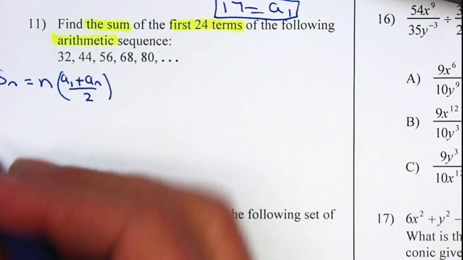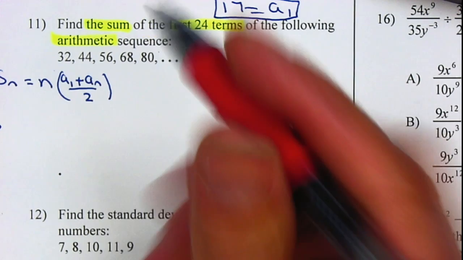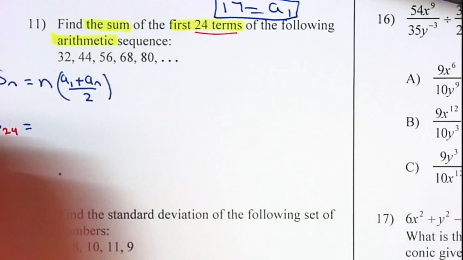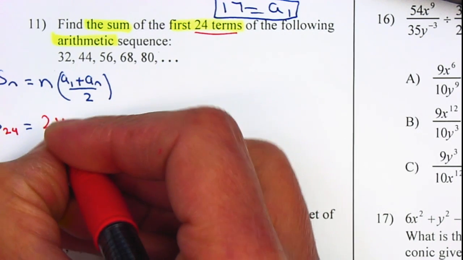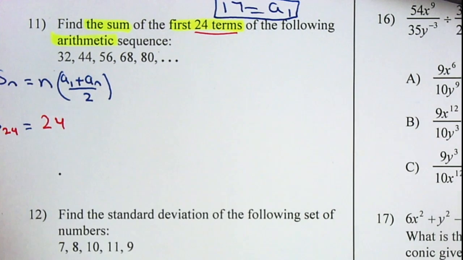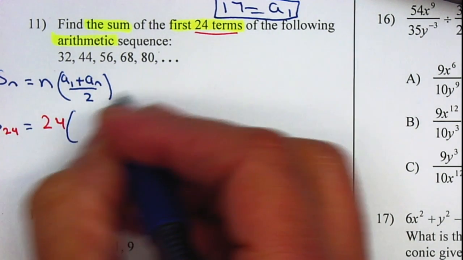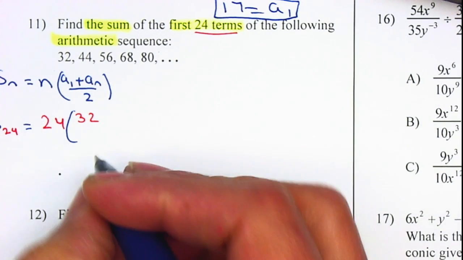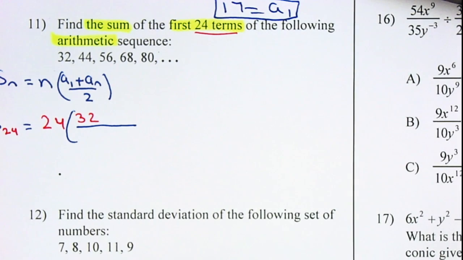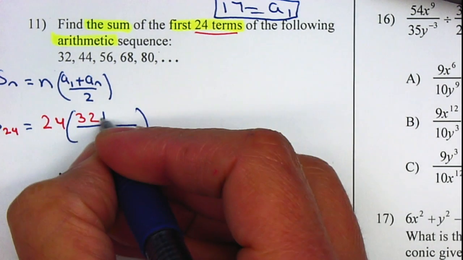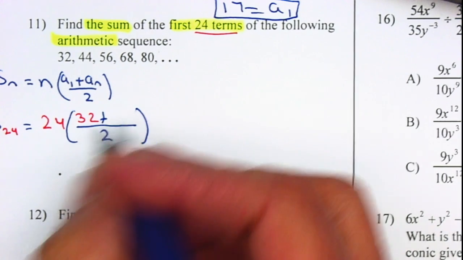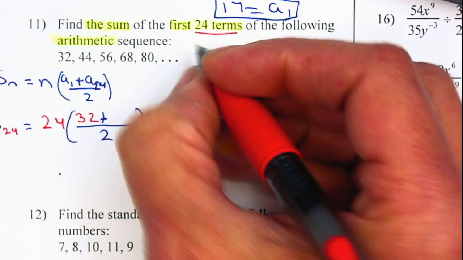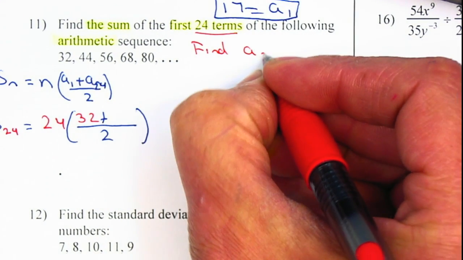So let's plug in the information they give me. S sub 24, I'm looking for the first 24 numbers, is equal to n is 24. Remember, this is just the notation, the sum of the first 24. A sub 1, we know that the first term is 32. The last term, we don't know what the last term is. We're going to divide by 2. So I need to be able to find S sub 24, so find a sub 24.